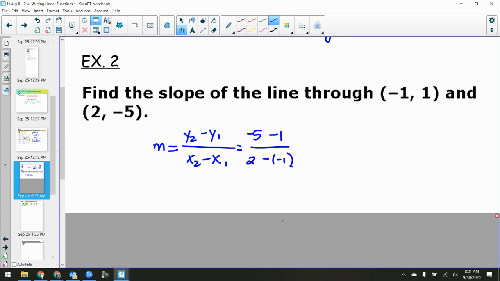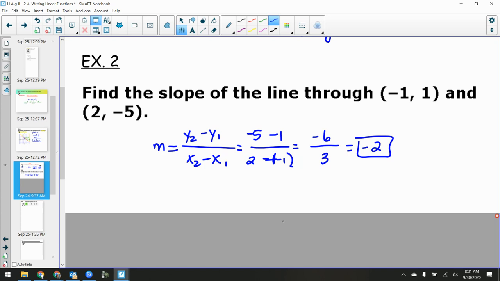Be careful with the minus and negatives, folks. Again, that was negative 5 minus 1 over 2 minus negative 1. And when we evaluate, we get negative 6. And then 2 plus 1 is 3. So my slope is negative 2.